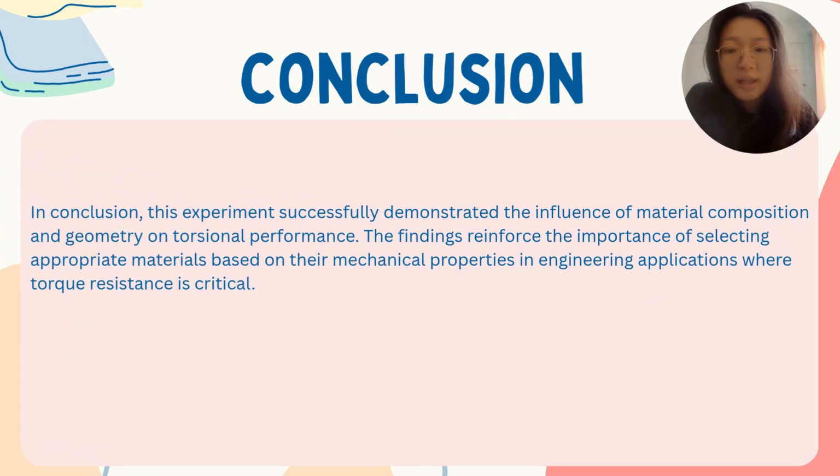In conclusion, this experiment successfully demonstrated the influence of material composition and geometry on torsional performance. The findings reinforce the importance of selecting appropriate materials based on their mechanical properties in engineering applications where torque resistance is critical.